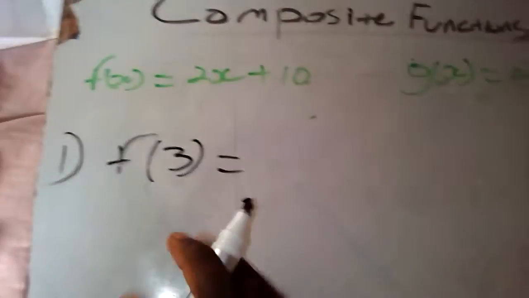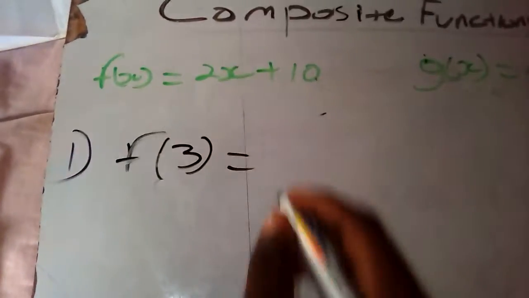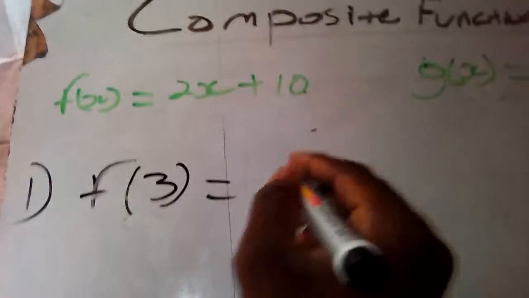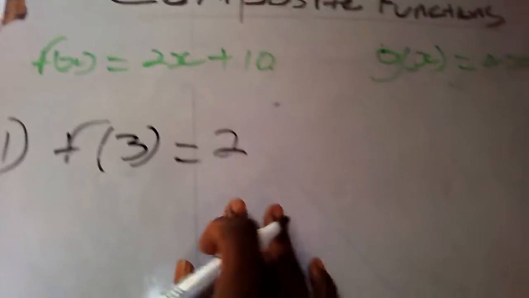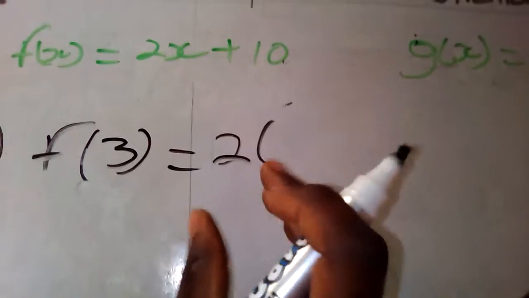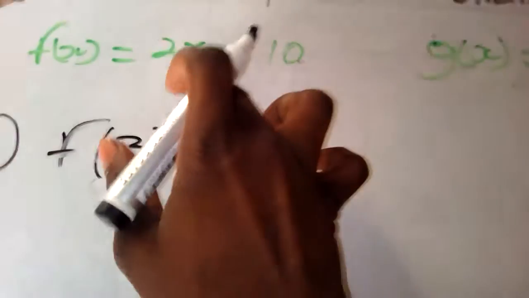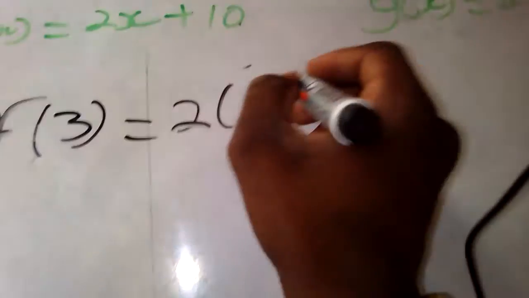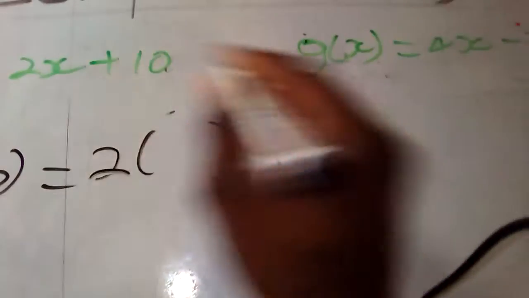So we know the composite function again. We write the outermost function, which is f, and f was 2x plus 10, so we write 2. Anywhere the x is, we put a bracket, and in that bracket goes the 3. So I write 2, then in place of x I put a bracket. Then we just finish the function, which is plus 10.